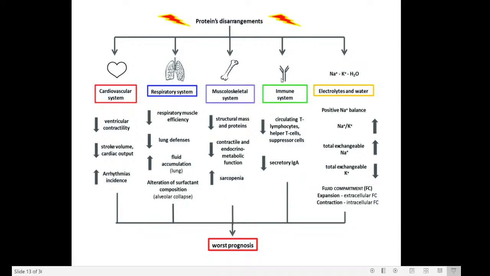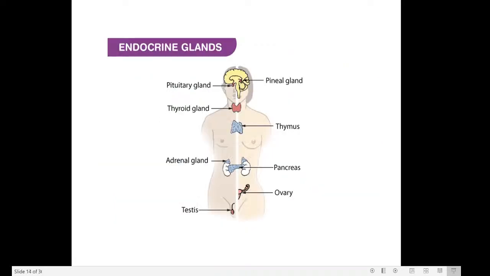Then in the immune system, the proteins are disarranged, which decreases the circulation of T lymphocytes and T helper cells. So they reduce the secretion of IgA. These are all sequential processes. Please refer to this slide after I send it.